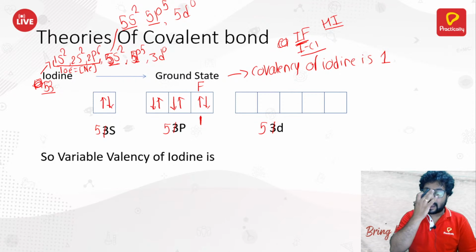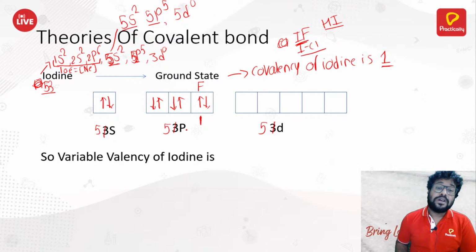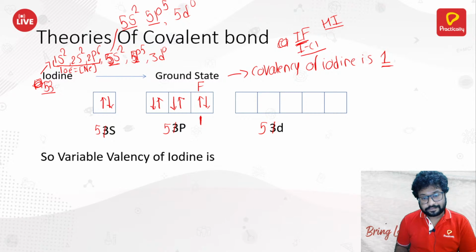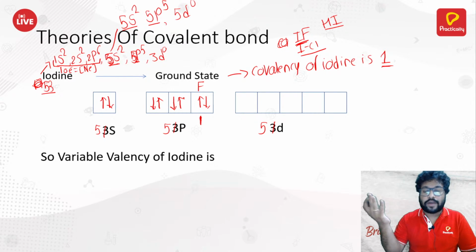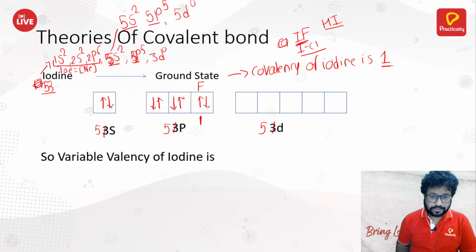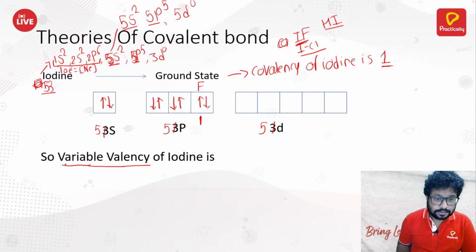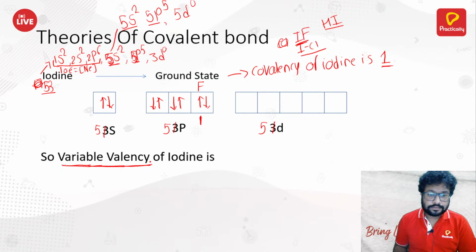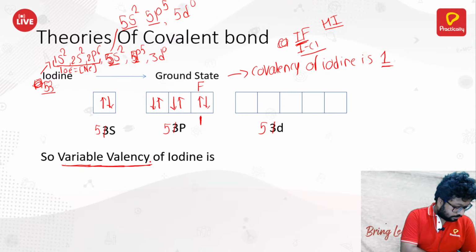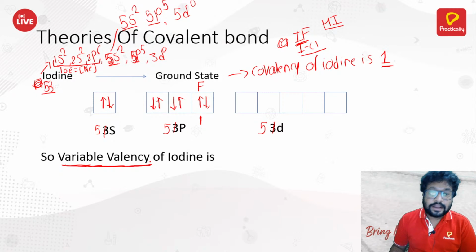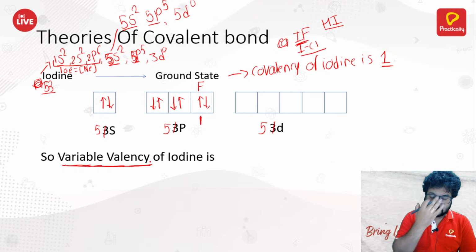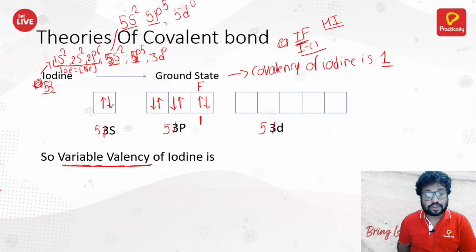Okay. Now you can see your iodine is having one unpaired electron only. So it can show covalency 1. Now, suppose if I promote this electron, can you tell me what can be the covalencies of your iodine? What can be your variable valencies? Yes, Sajid, you are right. It's 1. But apart from one, what can be variable valencies of iodine?